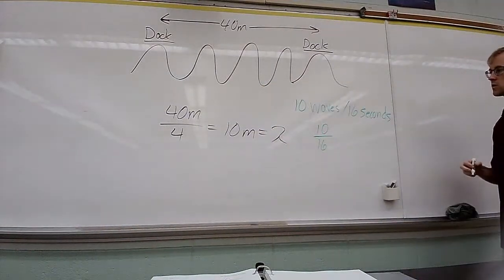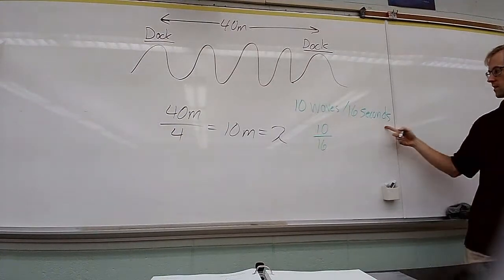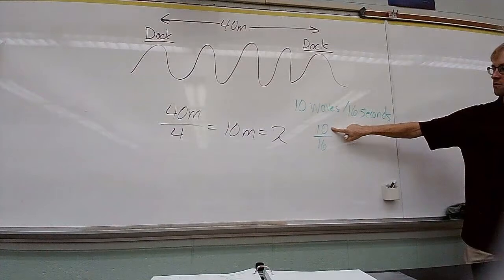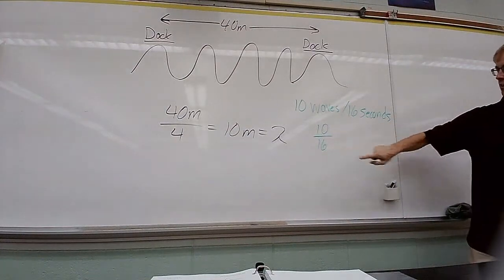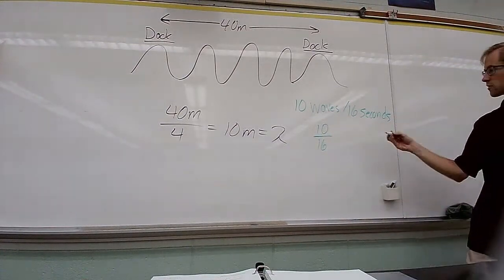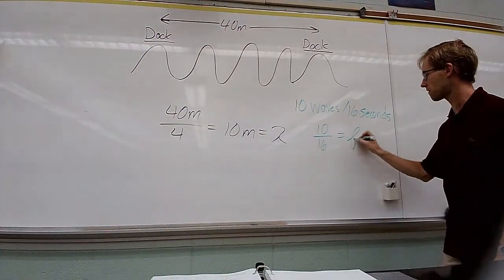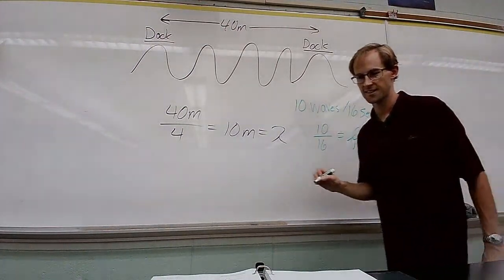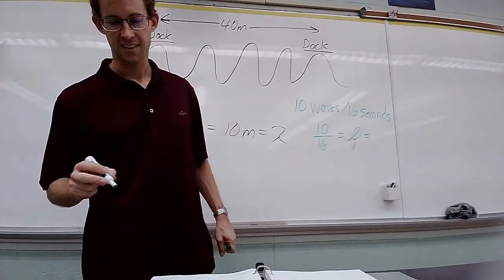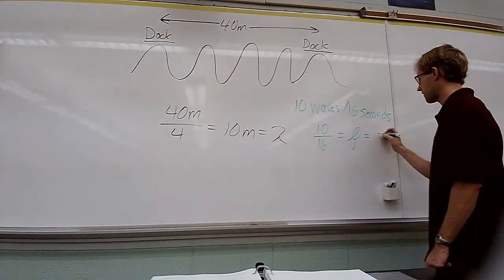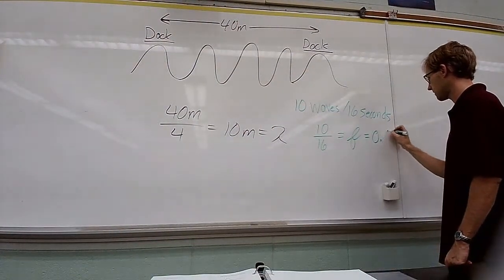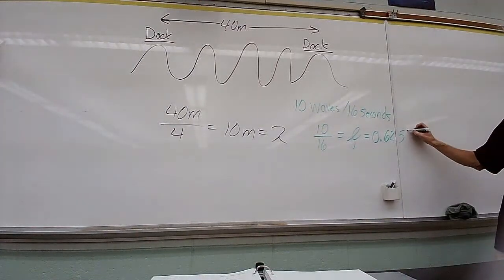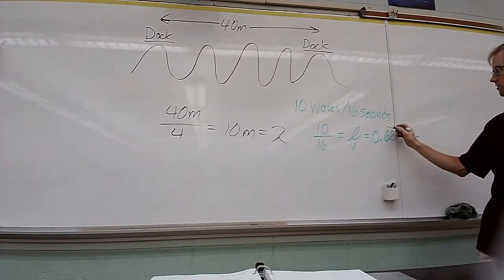So again, frequency is the number of waves that pass by a certain spot every second. So if there are 10 waves for every 16 seconds, we divide those two numbers and out pops our frequency. Yeah, 0.625 is our answer. And the units on frequency are hertz.